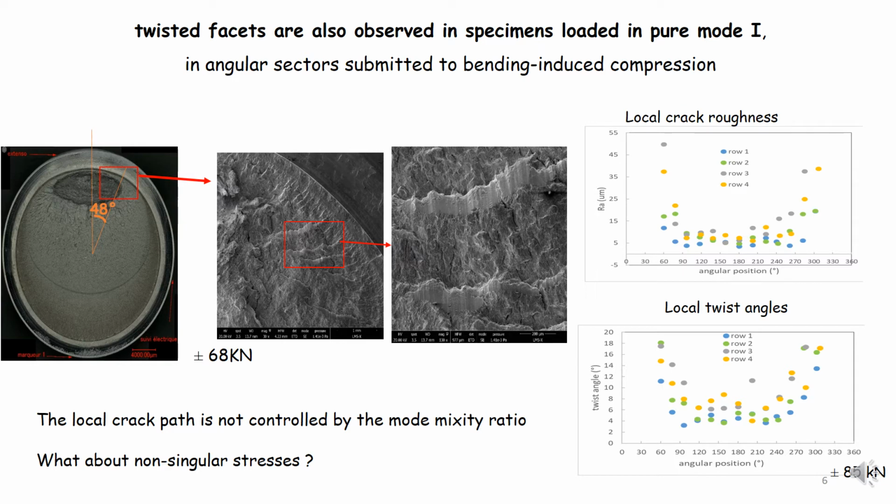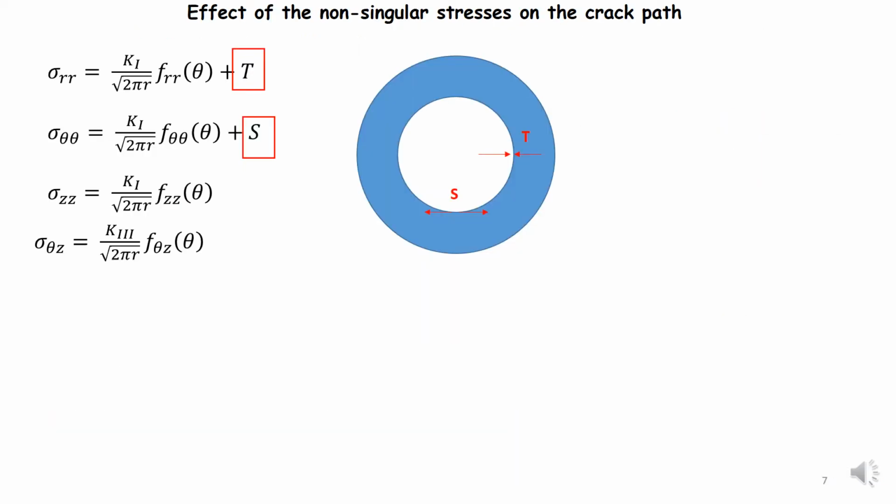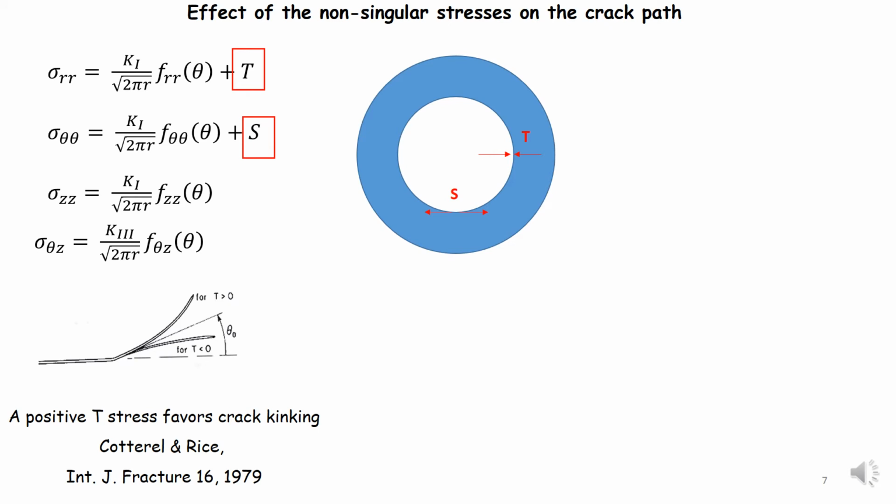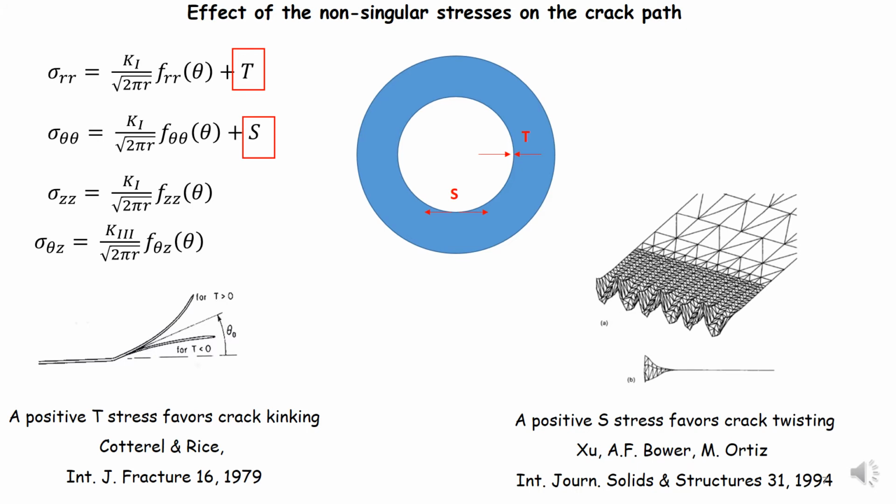So it seems that the local crack path is not controlled by the mode-mixity ratio, and this raises questions about the role of non-singular stresses. In 3D, there is not just one non-singular stress denoted by T and normal to the crack front. There is a second non-singular stress denoted by S, tangent to the front, and also a non-singular shear stress, but it's not relevant here. Cottrell and Rice have shown that a positive T stress favors crack kinking, and Xu, Bauer, and Ortiz have shown that a positive S stress favors crack twisting.